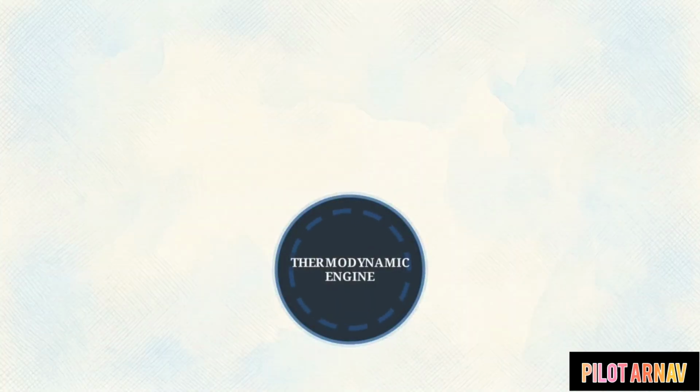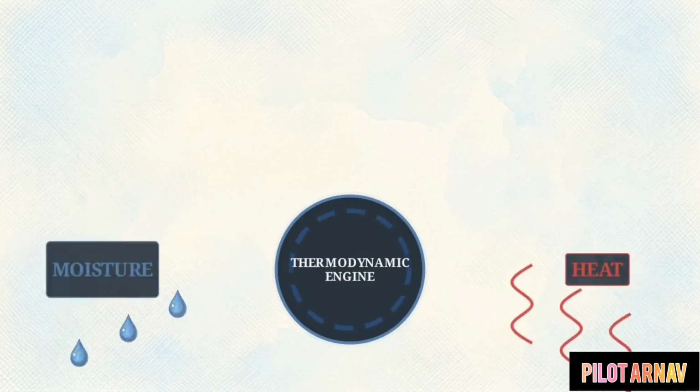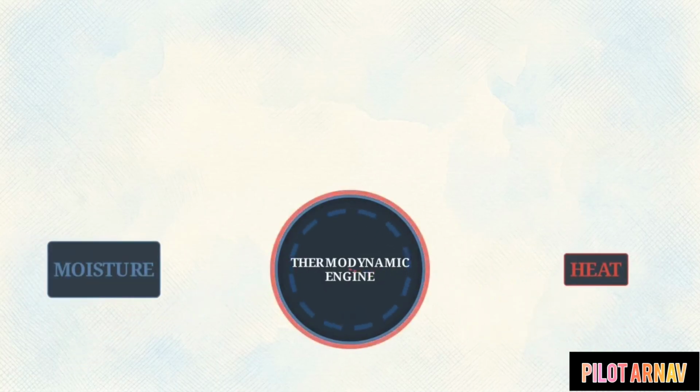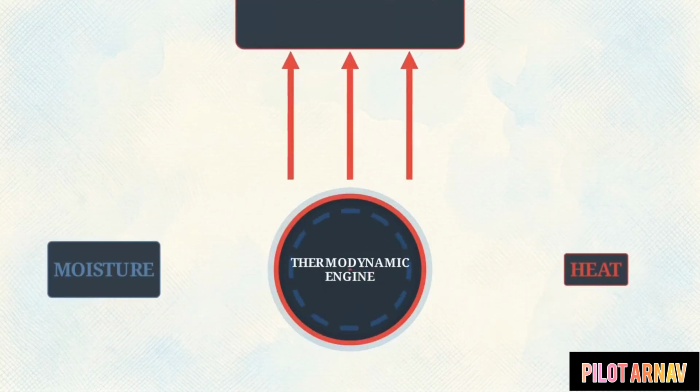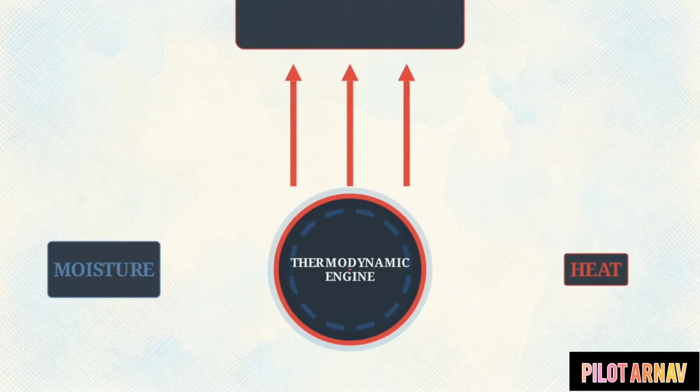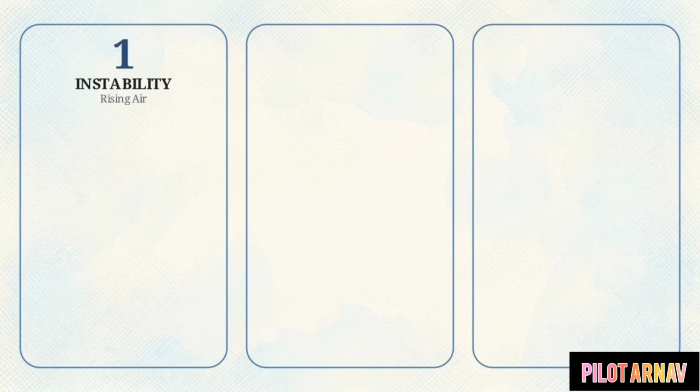Meteorologically, we define a thunderstorm as a self-sustaining thermodynamic engine, where heat and moisture are converted into aggressive, organized vertical motion. To build this engine, 3 strict meteorological prerequisites must be met simultaneously. The first is atmospheric instability, an environment where a parcel of air intrinsically wants to rise.